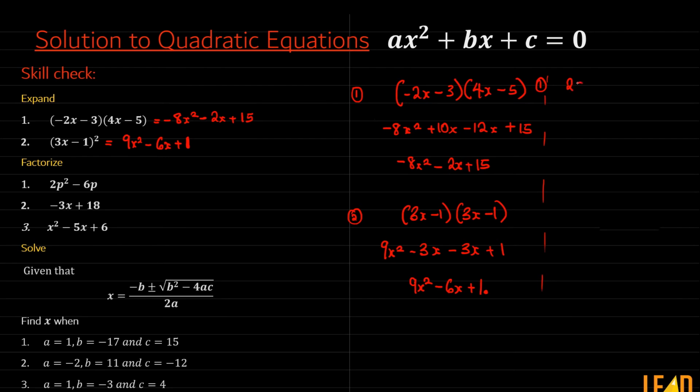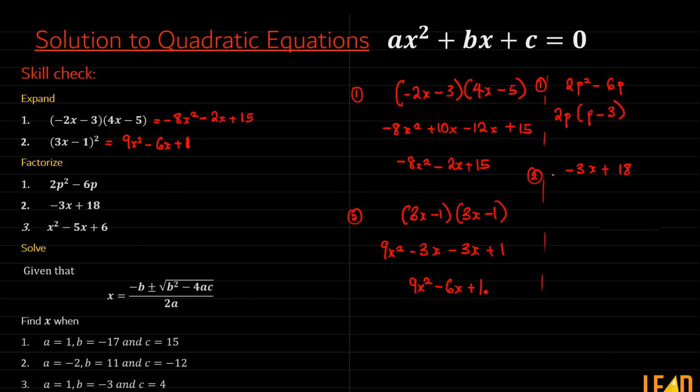We have 2p squared minus 6p. I can drag out 2p from here, right? Because I can find 2p both in this one and this one. So I would have p minus 3. So it's 2p multiplying p minus 3. And then number two, I have negative 3x plus 18. I can find 3 in both of them. You could choose to drag out 3 or negative 3 if you want to.